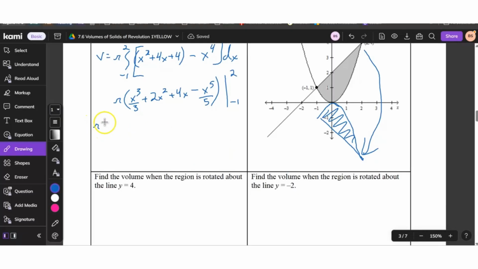So it's going to be pi times, I put in 2 for all these things. 2 cubed is 8, so 8 thirds, plus 2 times 4, which is 8, minus 2 to the power of 5. 2, 4, 8, 16, 32, over 5.